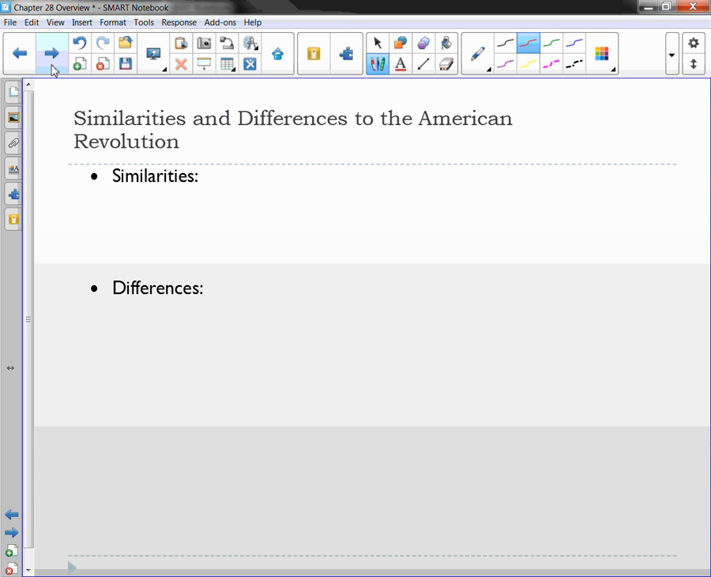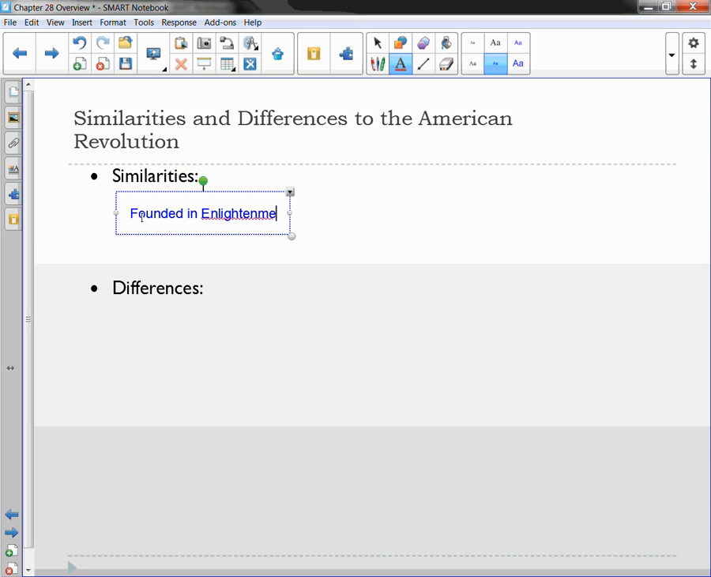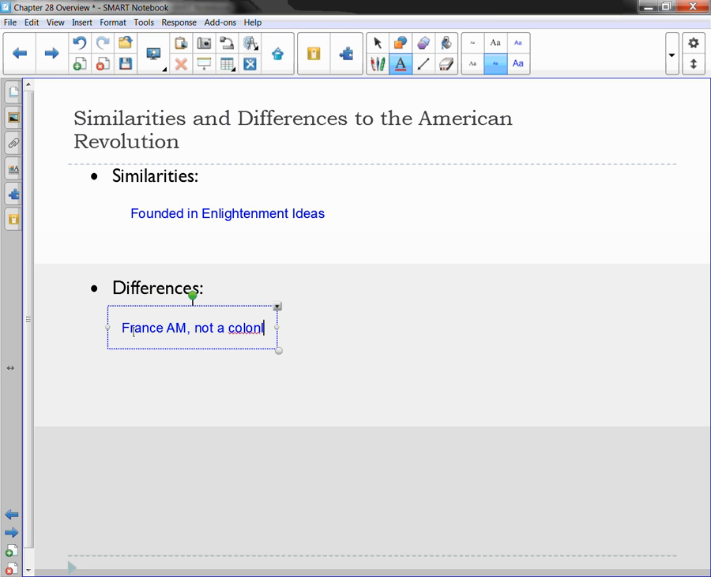So take a moment to write out some of the similarities and differences you see between the American and French Revolution. So for example, I would say one of the strongest similarities is that they're both founded in Enlightenment ideas. But the differences here are really extreme. For example, France was an absolute monarchy, not a colony like America. France was in Europe, surrounded by hostile states, and America was an ocean away.